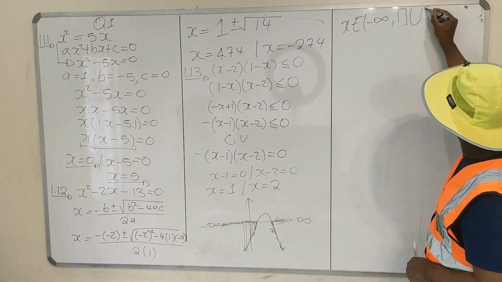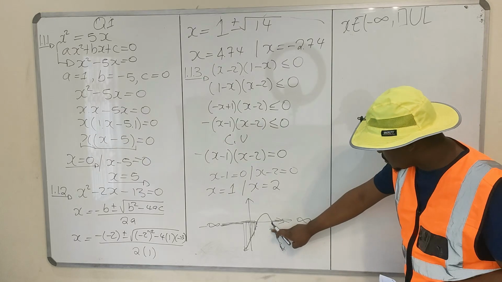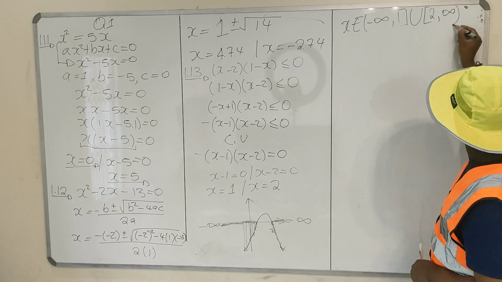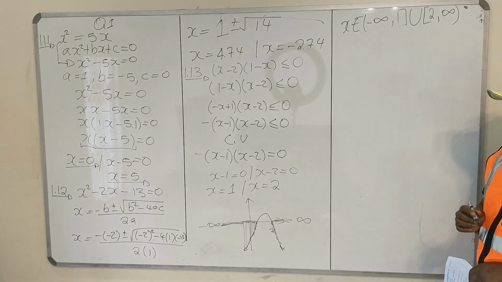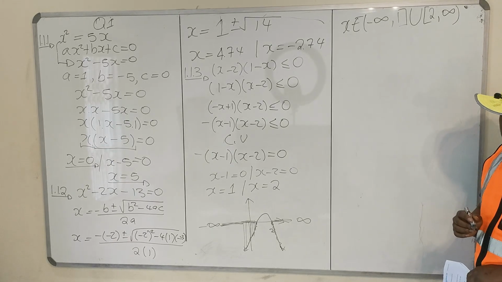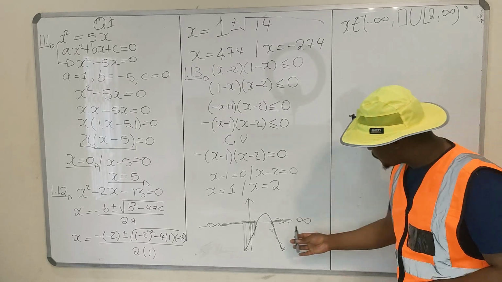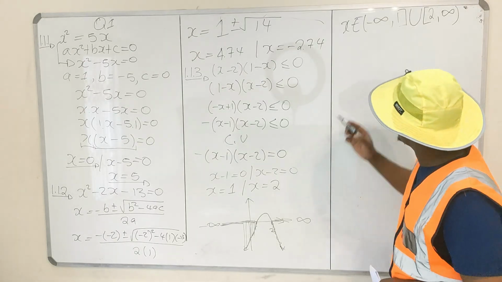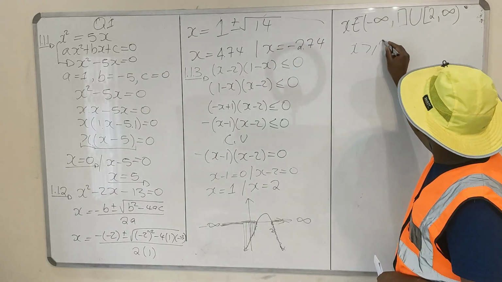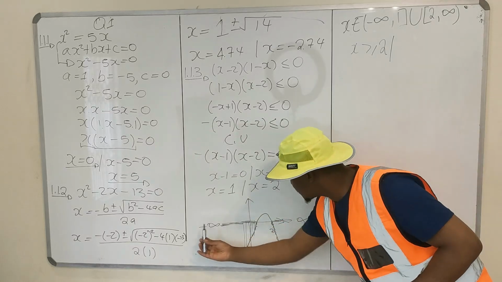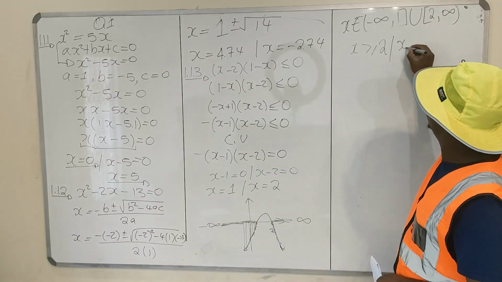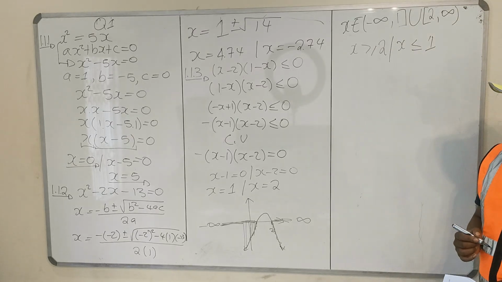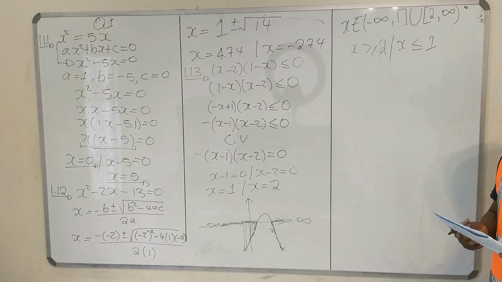Together with what? With these ones, from 2 to positive infinity. Then round bracket. Are you all happy with that? Yes. Or one would say these x values must be greater or equal to 2, or your x value should be less or equal to 1. This is the same thing. Are we all good? Yes. Then we move on.